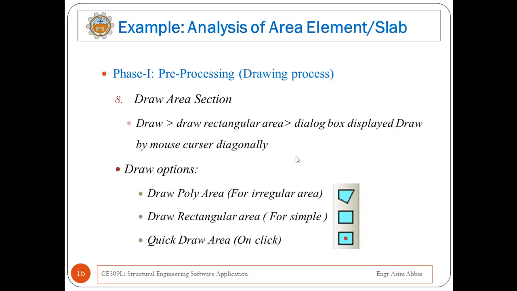Step 8 is to draw the area section. In SAP 2000 there are 3 options available to draw any area section. The first one is to draw a poly area, by which you can draw any irregular area. In the second option you can draw a rectangular area, which is for a simple area. And the third option is a quick draw area, where you can draw with a single click any kind of area at particular grid lines.